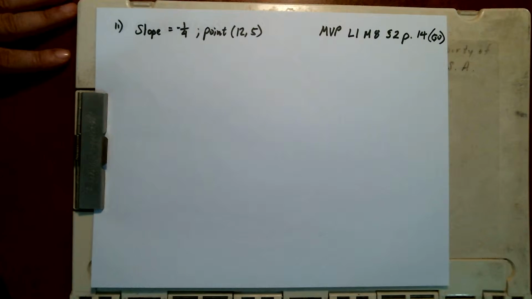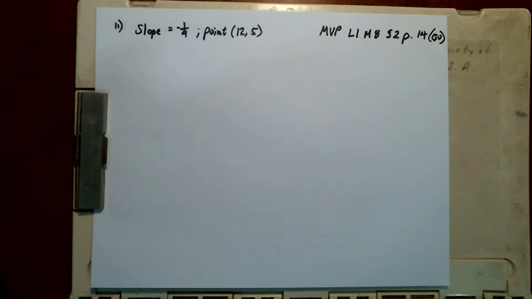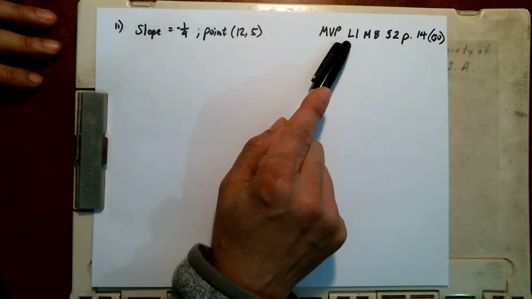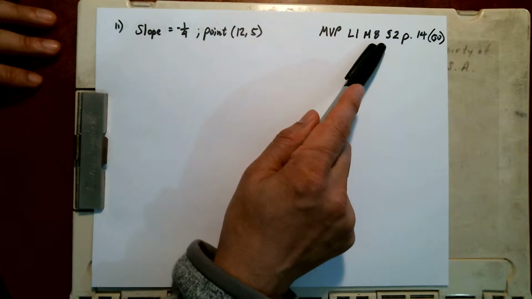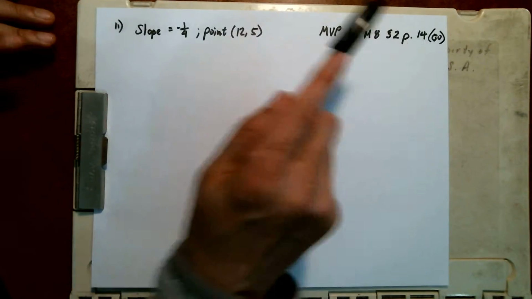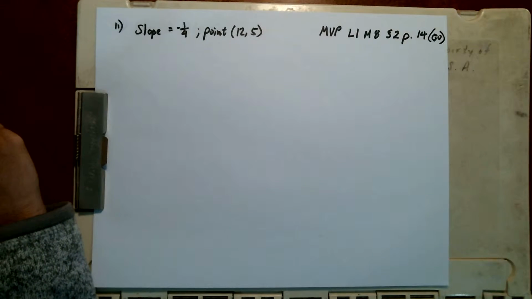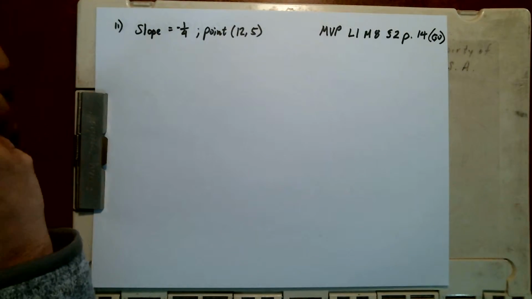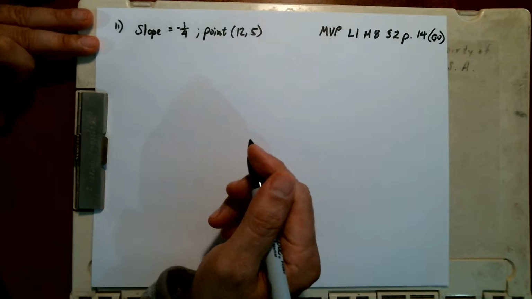So this is for one of my students who is having some problems with Math Vision Project, MVP Level 1, Module 8, Section 2. This is on page 14 and it's part of Go. So they give you the slope, which is -1/4, and they give you a point. And they want you to put it in standard form.